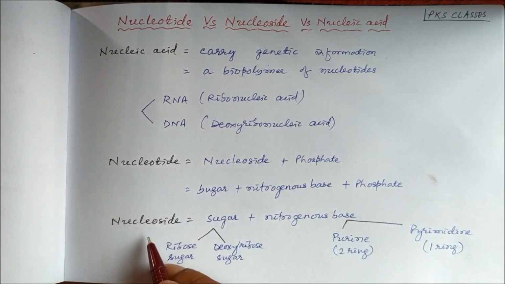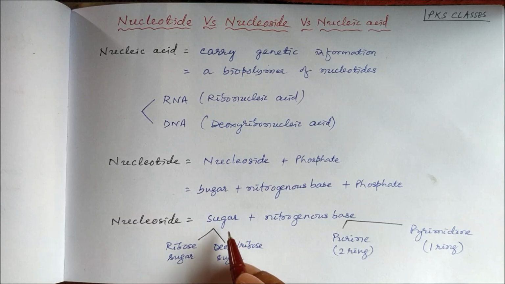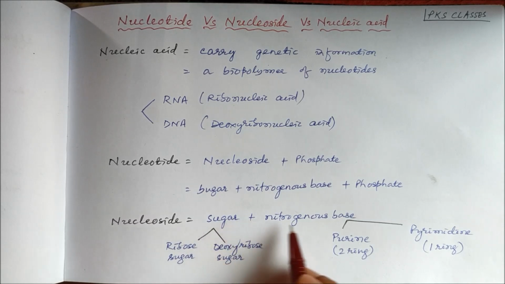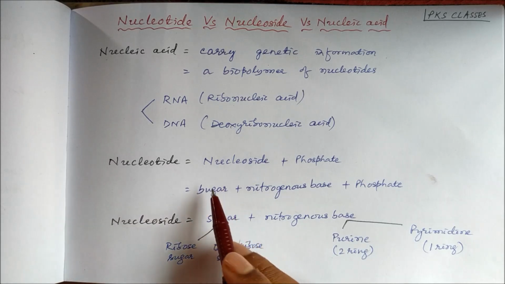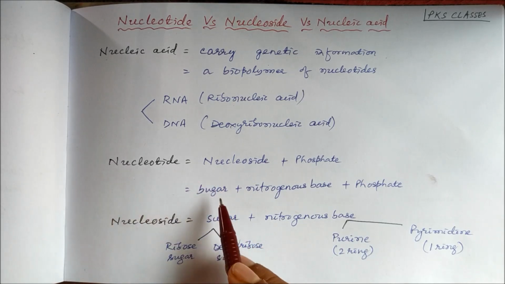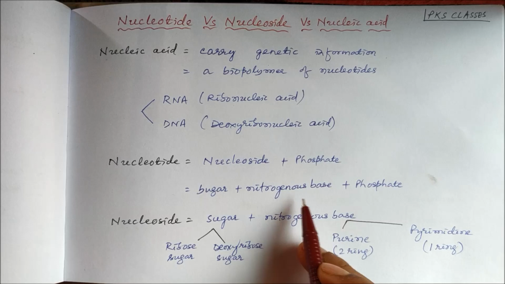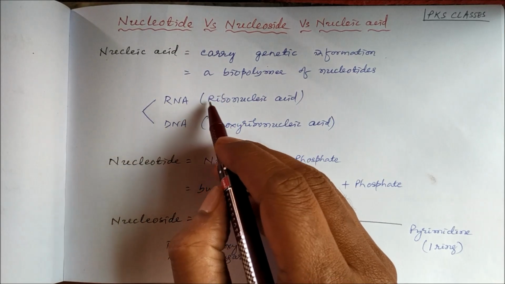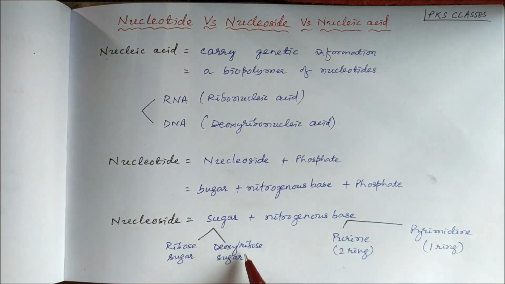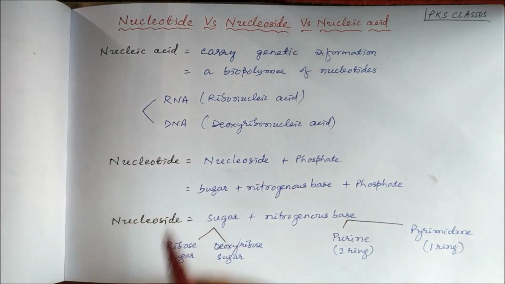And what is a nucleoside? A nucleoside is a combination of sugar and one nitrogenous base. So we can say a nucleotide is sugar plus nitrogenous base plus phosphate, and the sugar can be either ribose sugar or deoxyribose sugar. If it is ribose sugar, it is RNA, and if it is deoxyribose sugar, it is DNA.